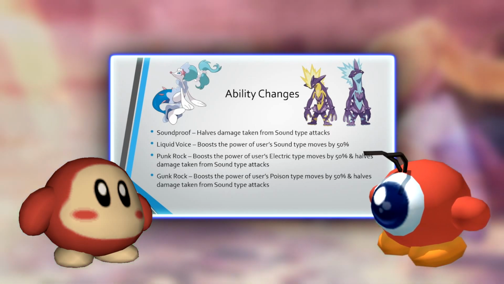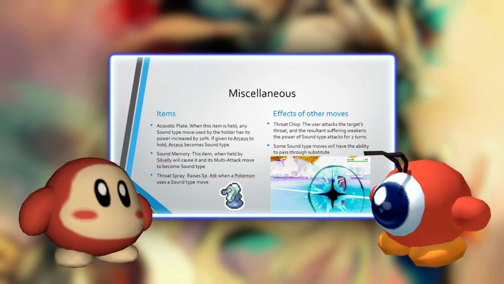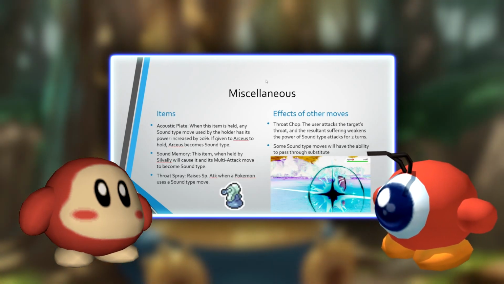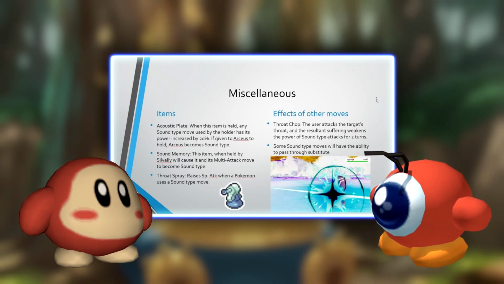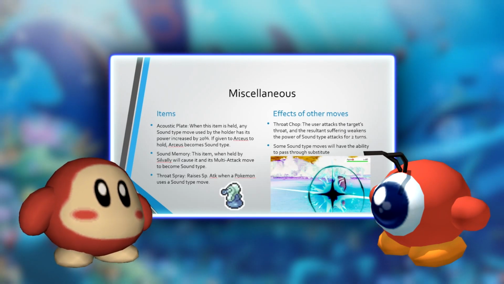And then last, just some random things here and there, items and stuff like that. You've got to have a plate for Arceus, so I added the Acoustic Plate. I like that. You didn't really touch on items in your video, right? No, I didn't. So this is good, because I didn't really consider items. This is all I can really think of off the top of my head here too.